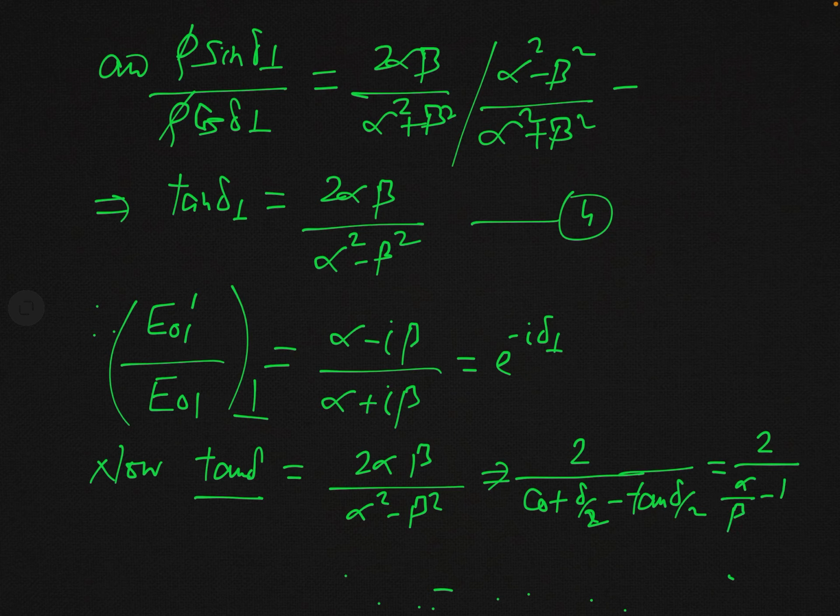And now this 2 alpha beta over alpha square minus beta square can be written as 2 over alpha by beta minus beta by alpha. You can check it. When you take the LCM, you will get that 2 alpha beta over alpha square minus beta square is equal to this one. So comparing the LHS and RHS term by term, you can see this cot delta by 2 will be equal to alpha by beta, and this tan delta by 2 will be equal to beta by alpha.